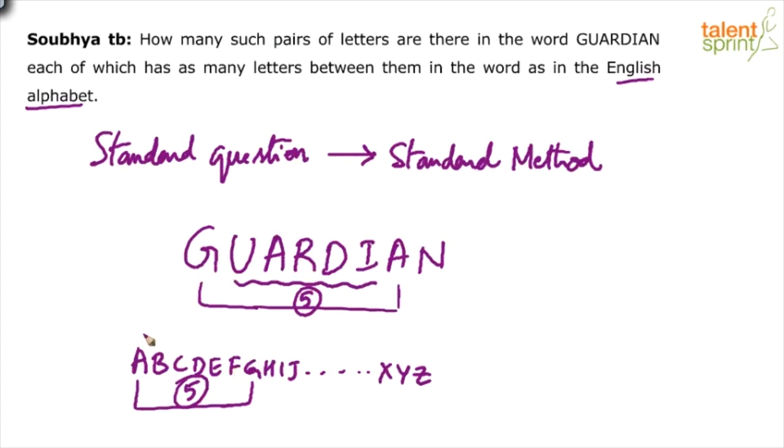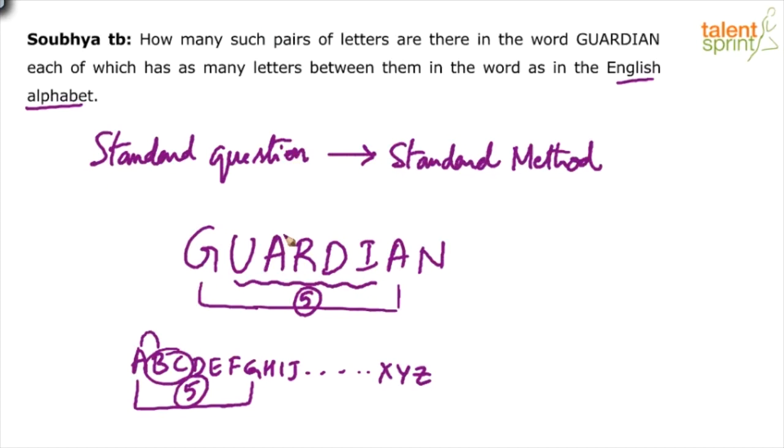Like for example, in the English alphabet, how many letters do we have between A and B? 0 letters. Here if we have A and B both in the word, we have to just check if there are 0 letters or more than 0 letters. If it is 0 in the word as well, then that can be taken as a correct pair. Like for example, between A and D, in the English alphabet, we have got 2 letters, B and C. But here between A and D, we have got only 1 letter R. So A and D does not make a pair. Okay, that's what you have to check.